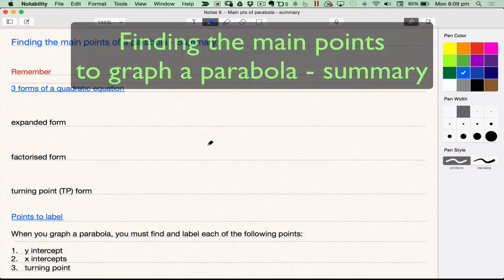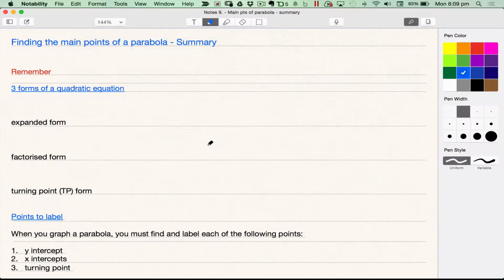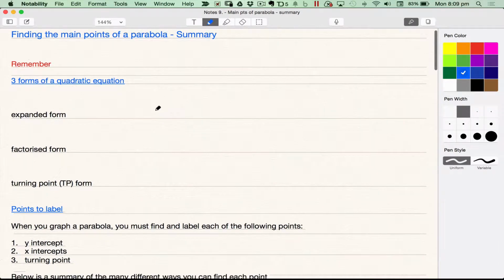Welcome to our video on finding the main points of a parabola, which is a summary of all of our work so far on graphing parabolas. Before we start, a few things to remember from previous videos. The first one is the three different forms of a quadratic equation.